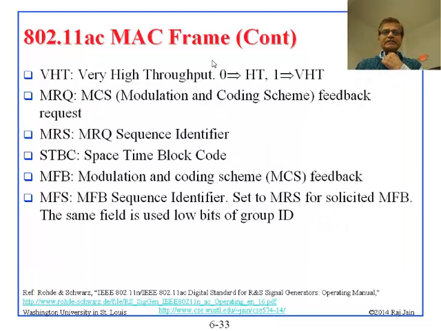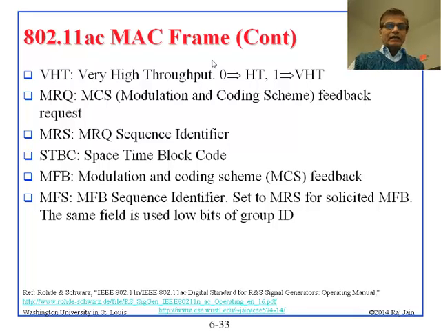MRQ is the MCS feedback request. RQ is request. So please tell me how am I doing in 256 QAM, is it good enough for you? MRQ sequence identifier, MRS, basically tells you that this is the answer to your question number 5, and now the answer to question number 6. So you could keep asking many times and then the answer comes back. You have to have a number with it. So that is the sequence ID number.